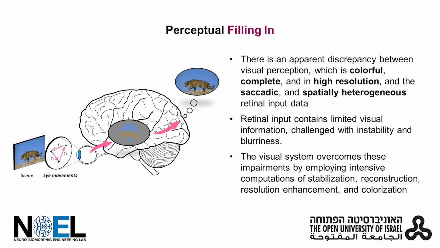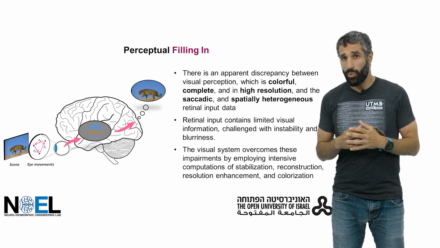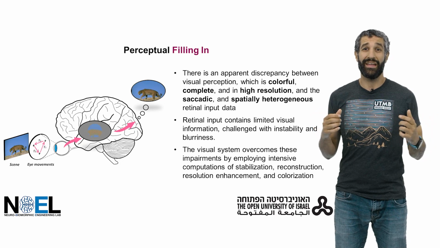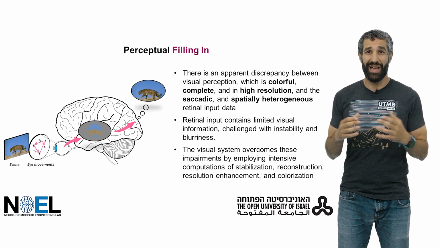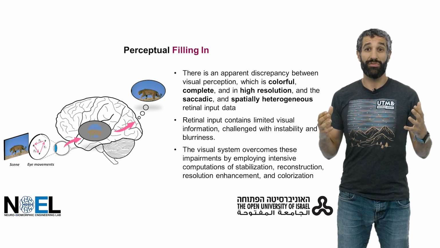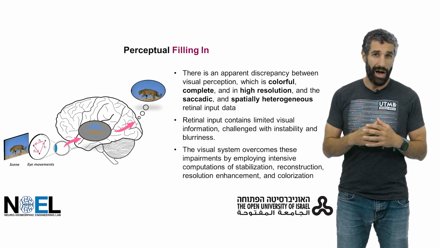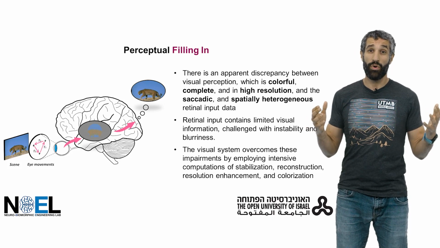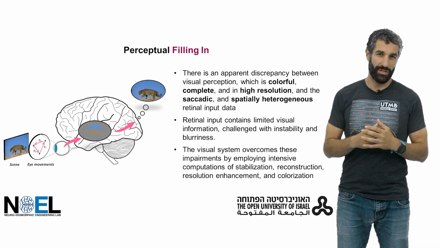Therefore, there is an apparent disparity between visual perception, which is colorful, complete, and in high resolution, and the saccadic and spatially heterogeneous retinal input data. In this work, we computationally emulated retinal inputs and used a neural network and adversarial optimization to demonstrate how retinal inputs can be used for the reconstruction of colorful images in high resolution. Our model may set the groundwork for the development of biologically plausible neural networks for computational vision perception.